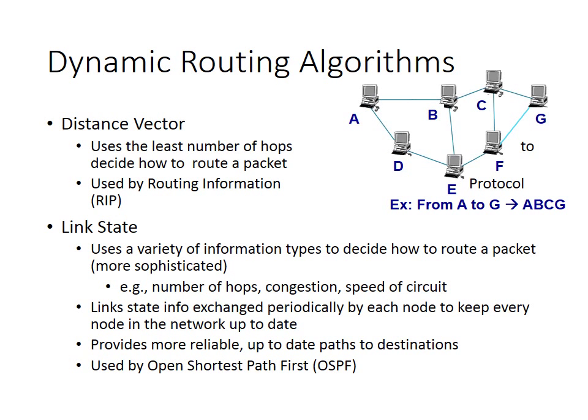These are examples of dynamic routing algorithms. Distance vector uses the least number of hops to decide how to route a packet. It is used by Routing Information Protocol, RIP. Link state uses a variety of information types to decide how to route a packet, and is more sophisticated, for example, number of hops, congestion, and speed of circuit. Link state information is exchanged periodically by each node to keep every node in the network up to date. It provides more reliable, up-to-date paths to destinations. It is used by Open Shortest Path First, OSPF.